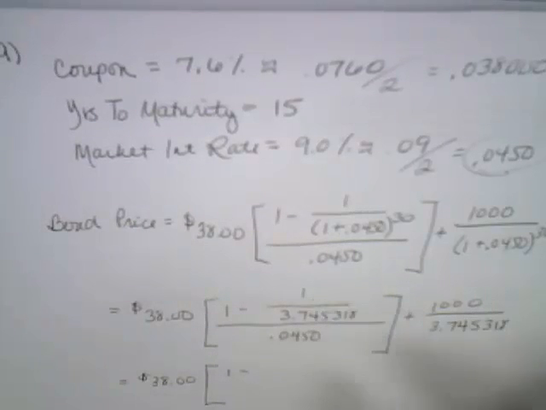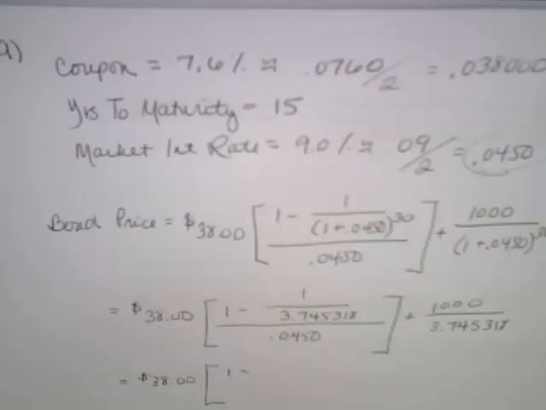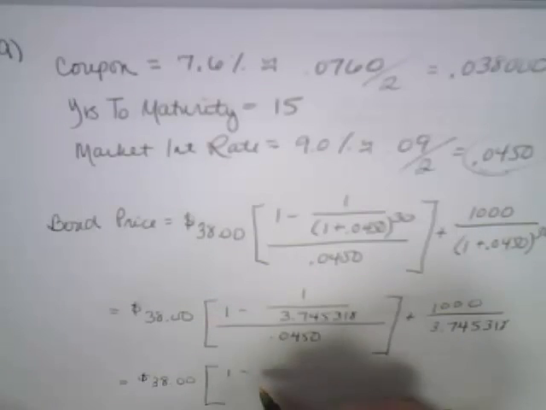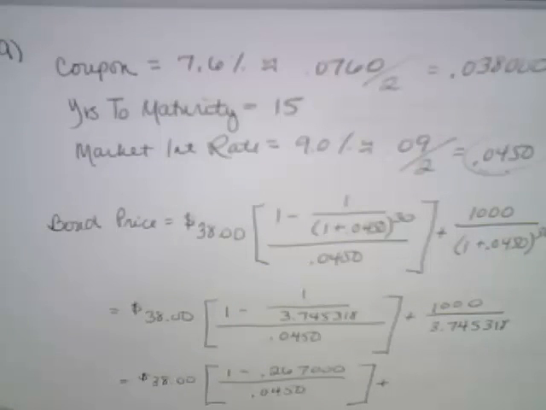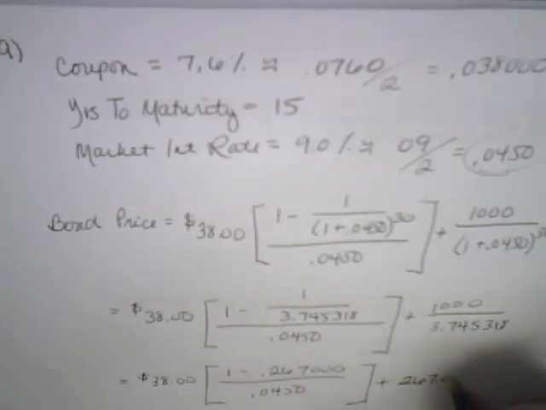All right, so then when we take the 1 and we divide it by 3.745318, we get 1 minus 267,000 divided by 0.0450. We're going to take the 1,000 and divide it by 3.745318. That gives 267.